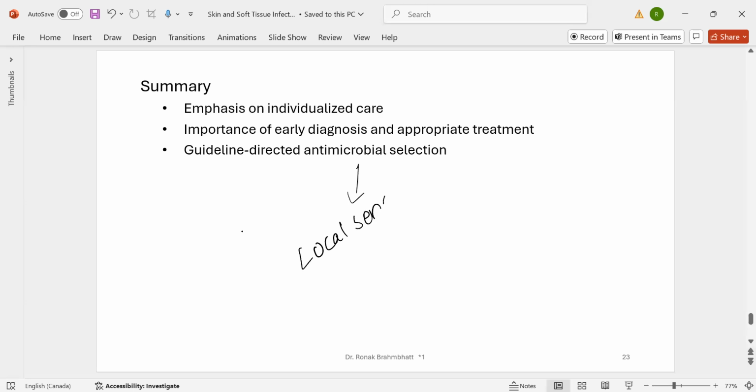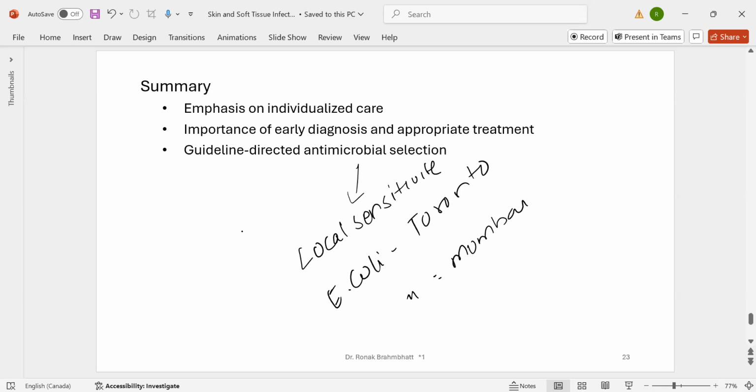Local sensitivities. What does this mean? This means, is the E. coli in Toronto the same as the E. coli, let's say, in Mumbai? Is the E. coli in Toronto the same as the E. coli in Mumbai? No, right? It's different, right? Why? Because the bacteria are different, the resistance patterns are different. So it's very important to know local sensitivities, right?